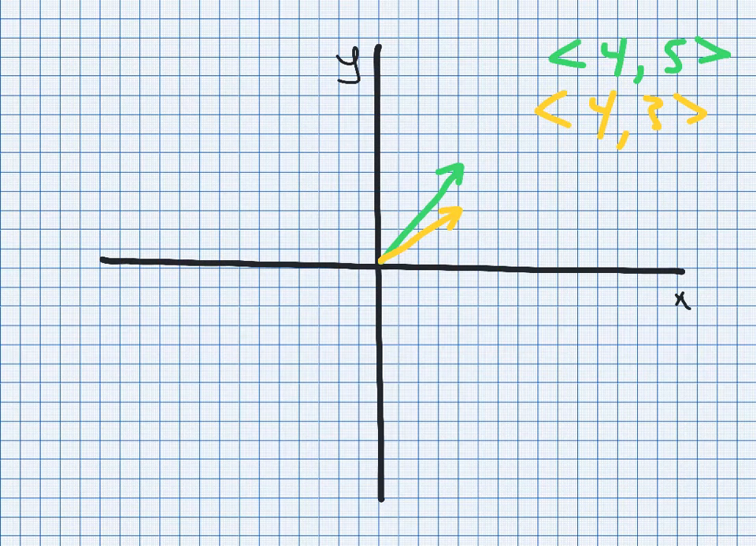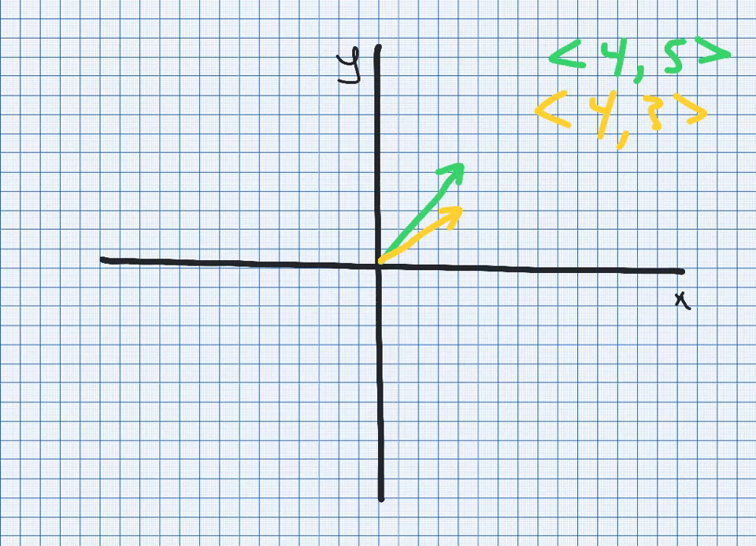Now, it might help us to put this in terms of a word problem. Let's say my path was the green path, and I walked 4 miles east and then 5 miles north. That gets me to spot (4, 5) in my coordinate plane. And then I walk 4 miles east and 3 miles north. How far have I walked?